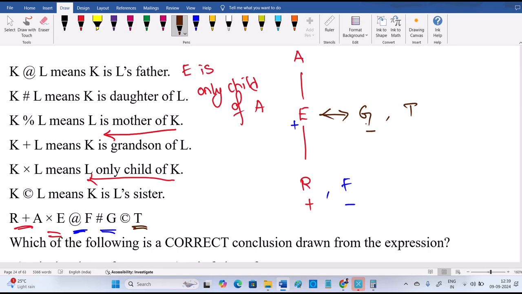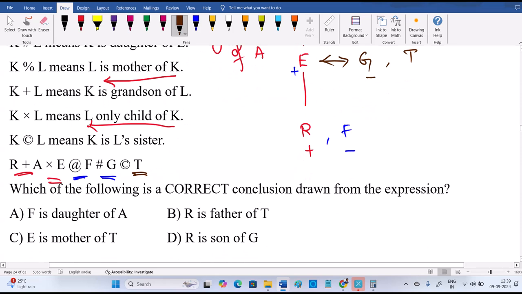Okay. Now, what can be the correct conclusion? A's gender, T's gender, I don't know. R is son of G, correct. R is father of T? No. R is actually sister's son, nephew. R is nephew of T, not father of T. E is mother of T? No, E is brother-in-law: sister's husband, brother-in-law. If you want to correct it, this should be nephew.